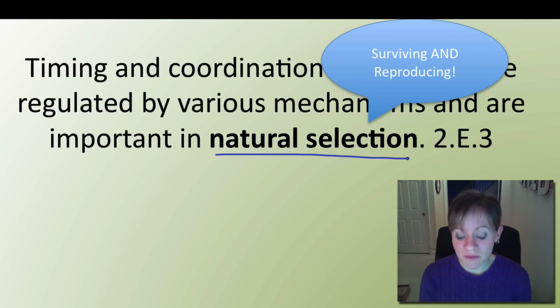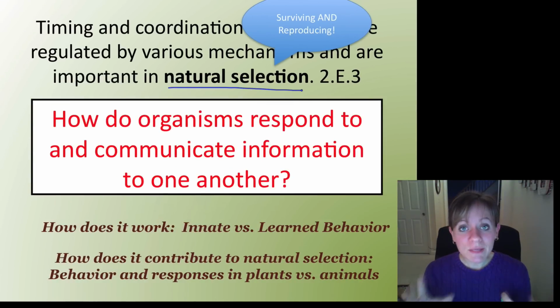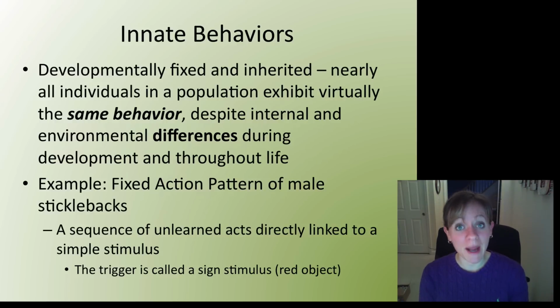So we'll look at two types of behavior, innate versus learned, and then some behavior and responses in plants and animals and how it contributes to natural selection. Just keep in mind the big overall idea throughout this video: how do organisms respond to and then communicate information to one another? So it's sort of a two-way road there. All right, so let's first look at the types of behaviors.